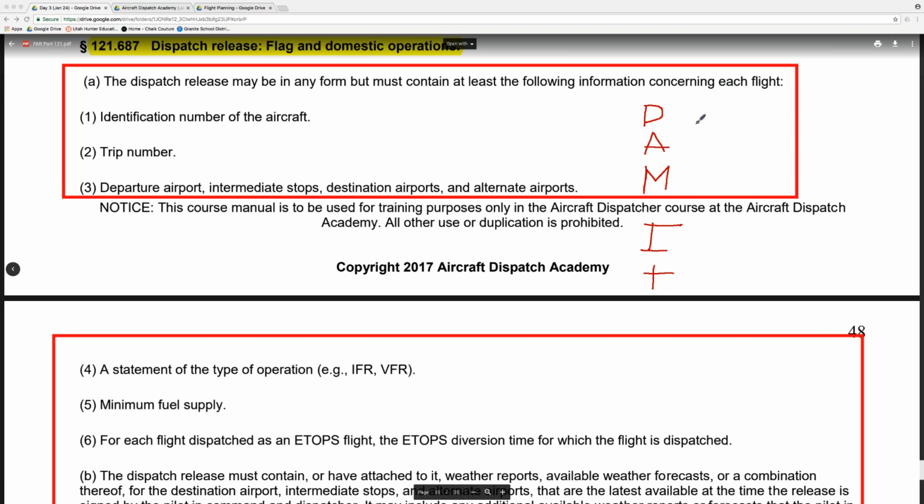Okay. That's the acronym to remember. If you're ever asked the following question, this is the question you would be asked at any given point in time, whether it be on a quiz, a test, by the inspector, or in an interview. If you're asked this question, what are the things required to be on a dispatch release? This is it, right?